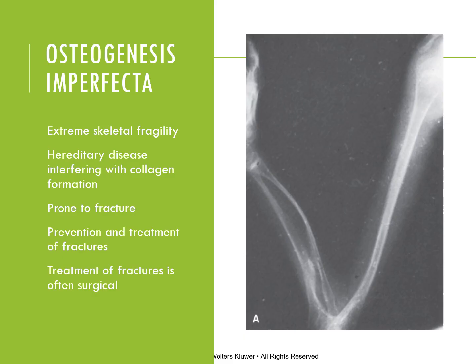We cannot really reverse or change osteogenesis imperfecta. When fractures do occur, they can be very difficult to heal. So the treatment for these fractures is often surgical in nature to make sure that we have good bone alignment and union for healing.